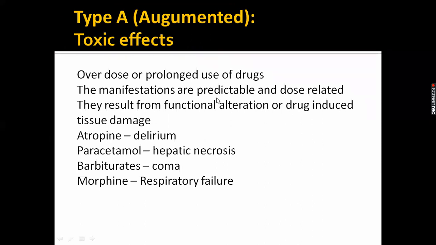So toxic effects on overdose, the manifestations are predictable and dose related. Atropine can cause delirium. Paracetamol can cause hepatic necrosis. So we can use N-acetyl cysteine for that. Barbiturate can cause coma, or due to the respiratory suppression we get this. Morphine itself can also cause respiratory failure. So with morphine, the analgesic action is directly proportional to the respiratory depression.